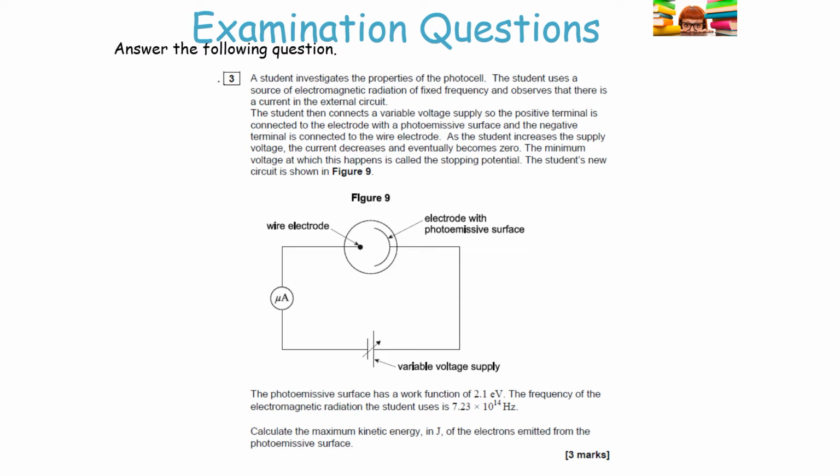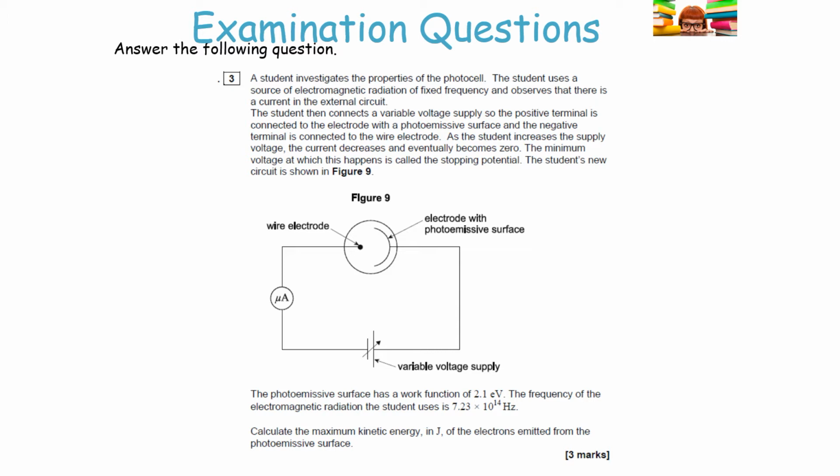The student then connects a variable voltage supply, so the positive terminal is connected to the electrode with a photoemissive surface and the negative terminal is connected to the wire electrode. As the student increases the supply voltage, the current decreases and eventually becomes zero. The minimum voltage at which this happens is called the stopping potential.